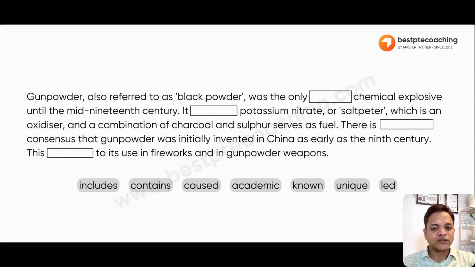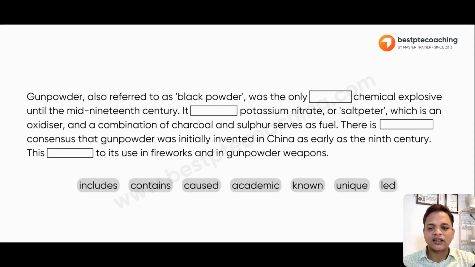It blank potassium nitrate and saltpeter, which is an oxidizer, and a combination of charcoal, sulfur, and all that. It blank. So it tends, blank generally attracts a verb, right? I need a verb here. It includes, it contains, it caused. No, caused is not the correct answer. So what is it? It contains is the correct answer. It contains, because it's a chemical composition, it can contain different elements, right? So it contains is the correct answer.